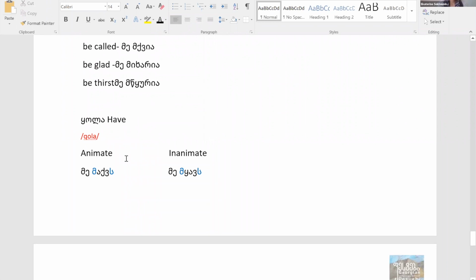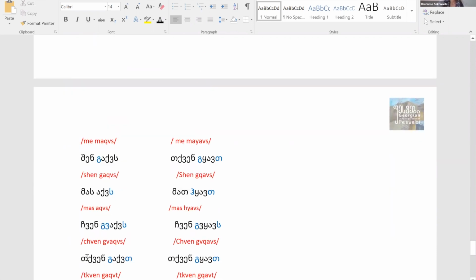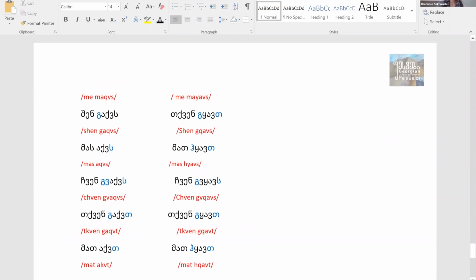So let's conjugate the verb to have with inanimate objects. Me max, the other way around. Okay, me max is for inanimate. I'm sorry, I'm going to send you the corrected version after the lesson. For inanimate, max, and for animate we have qaus. For example, if I have a book, we say me max tigni. But if I have children, me mqavs shvilebi. I have a house. You have a house. Shen gaks sachli. Mas aks, chven gvaks, tkven gakt, mat akt.